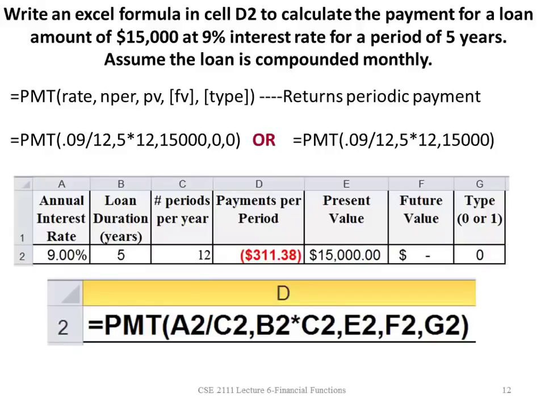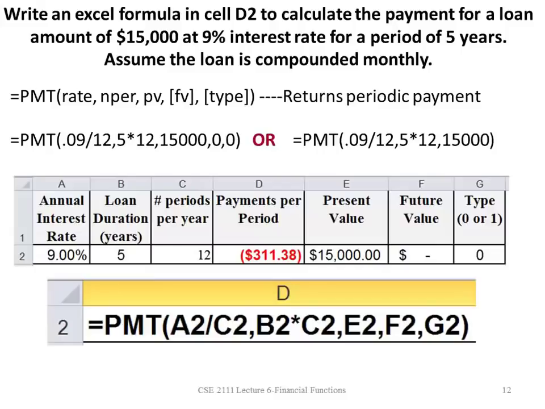The future value argument is a 0 because we assume that we will pay this loan off at the end of 5 years. And the type argument is 0 because we will assume that payments will always be made at the end of the compounding period. On the right-hand side, because I have 2 zeros at the end, I can end my argument list with the 15,000.